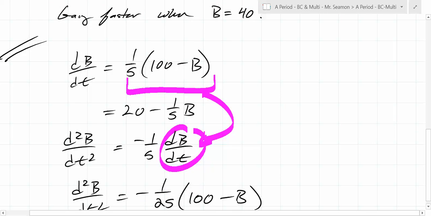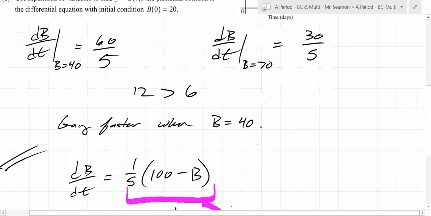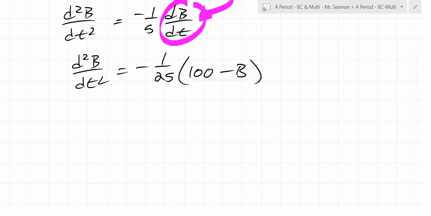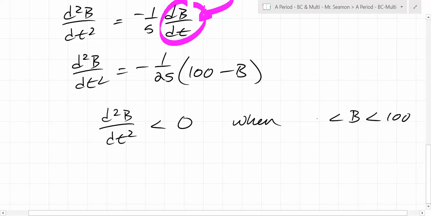When you look at this number right here, it seems to imply that there's a change in concavity, right? Yeah. So what does this say? We know that the second derivative with respect to time is going to be less than 0 when what is true? When b is less than 100 and greater than 0, right? I'm just putting it in realistic terms here, right?